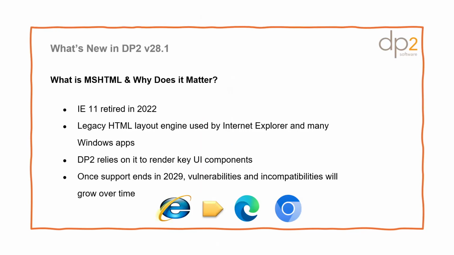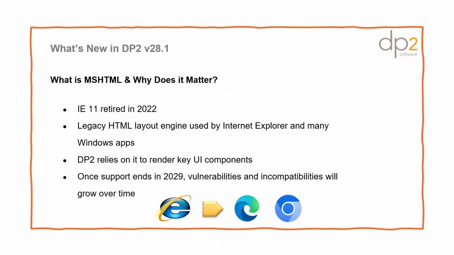So what is HTML and MS-HTML, and why does it matter? You may, of course, already know this, but Internet Explorer 11 was retired in 2022. MS-HTML was the engine for IE 11. So we've expected this change or something close to it since then. Even though you might not use IE directly anymore, its engine is still working in the background. This is true for all Windows-based applications, and again, not just DP2.